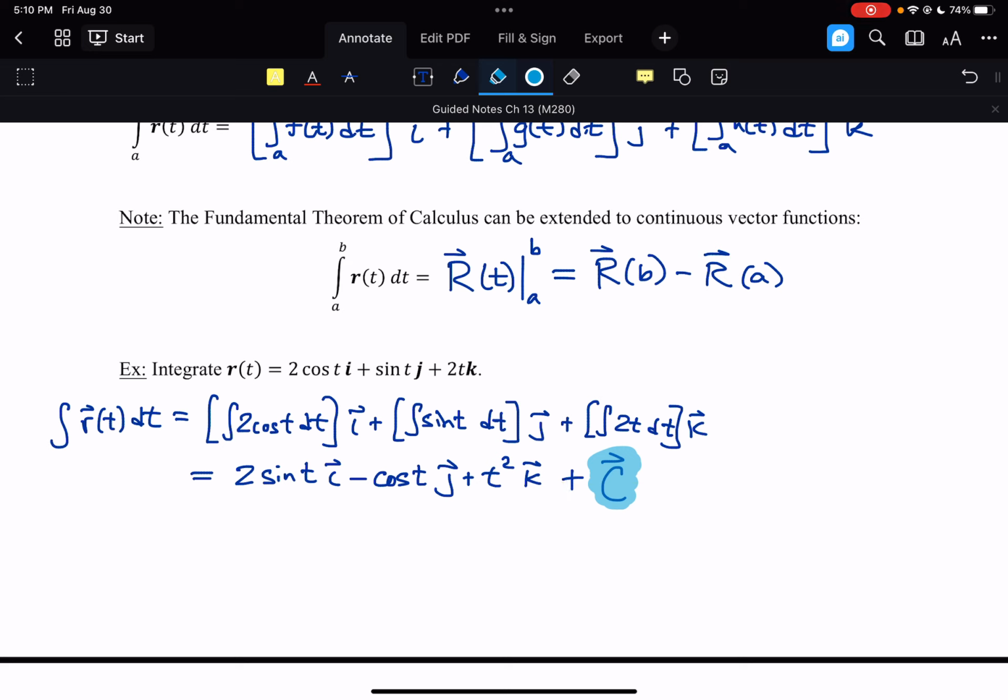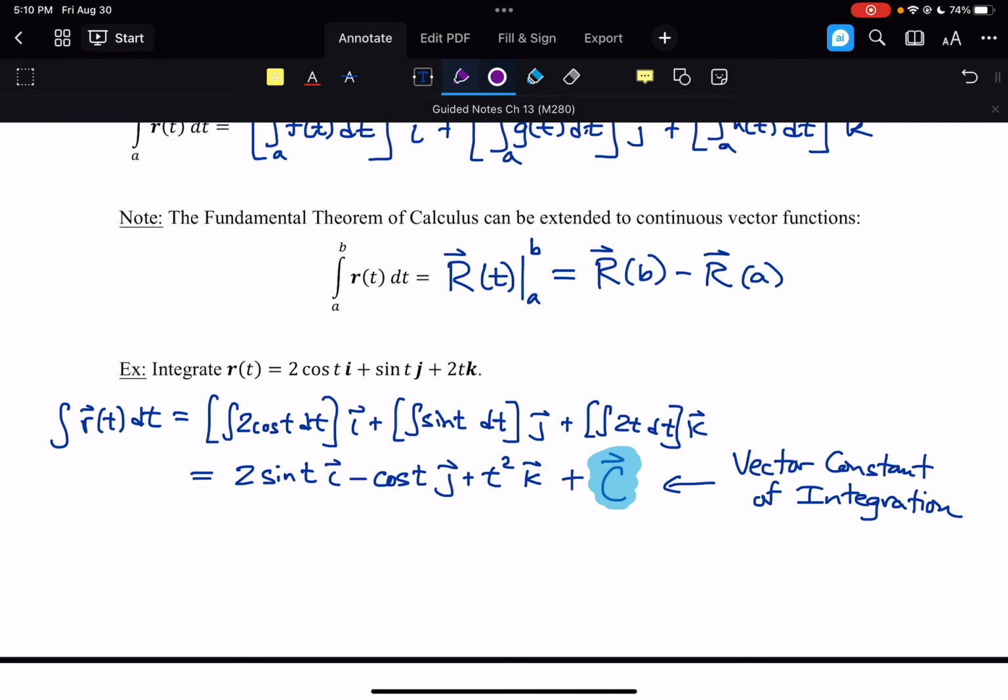So we have a plus c, where c is a vector, and again, this is the vector constant of integration. This would just be like c1, c2, c3, something like that. It contains all of the constants from each component i, j, and k. And we do that so we can consolidate. It doesn't change anything about how we compute.